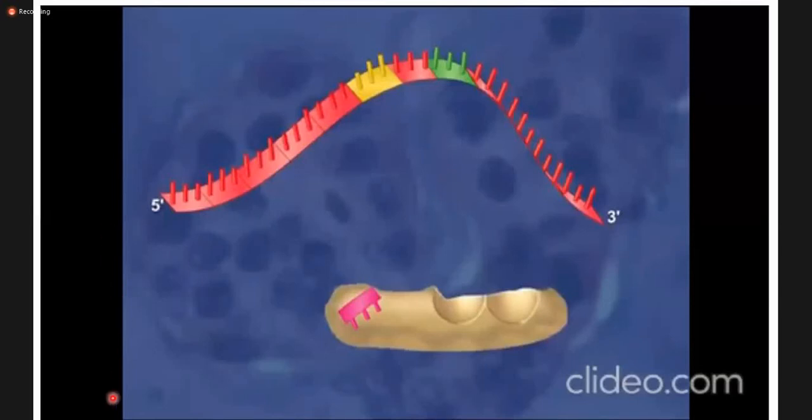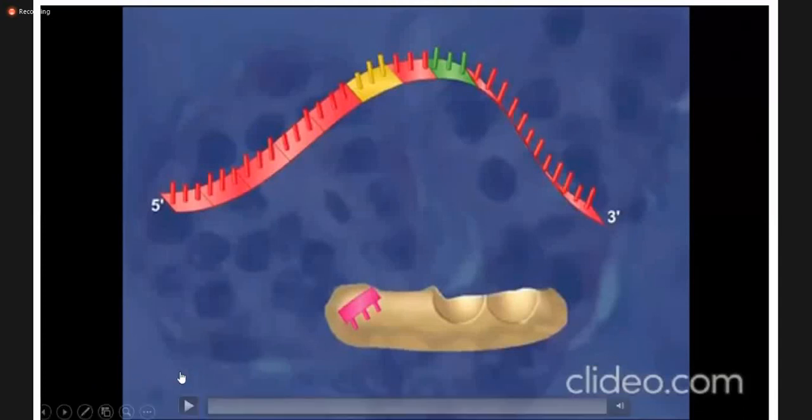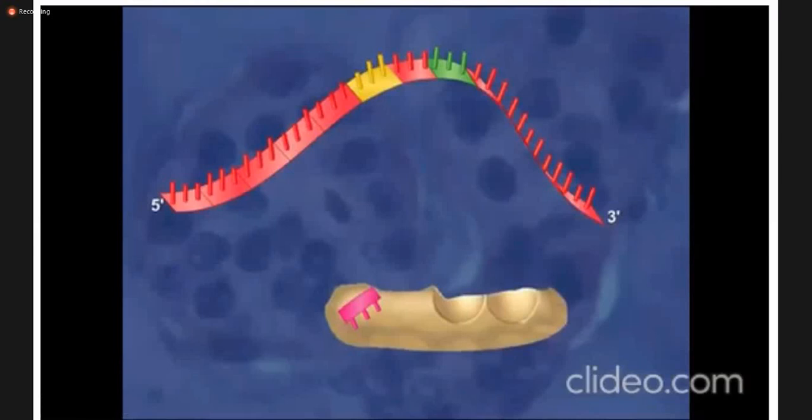Now, here we have the animation that will summarize the whole process of translation. Translation initiation is a process in which mRNA, initiator tRNA, and small and large ribosomal subunits associate with each other to form a complex. Initiation of translation in bacteria begins when the 30S or small ribosomal subunit binds to the mRNA near its 5' end.